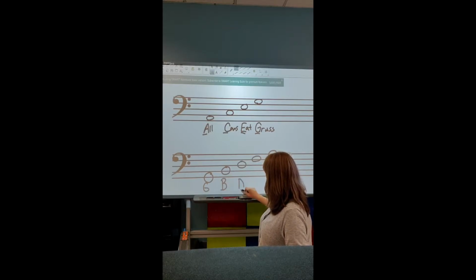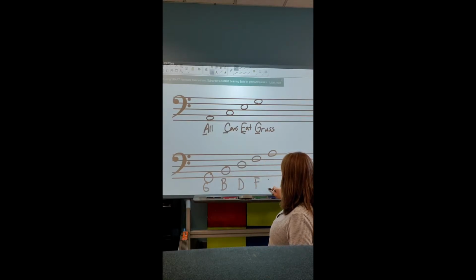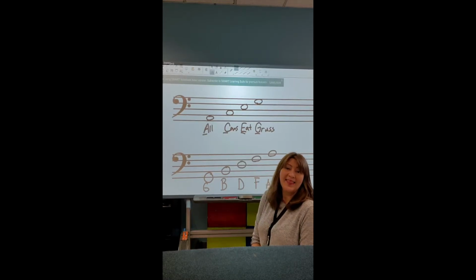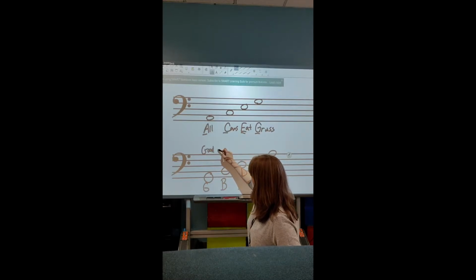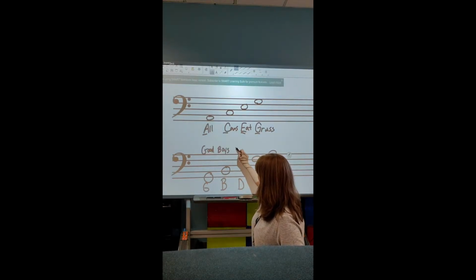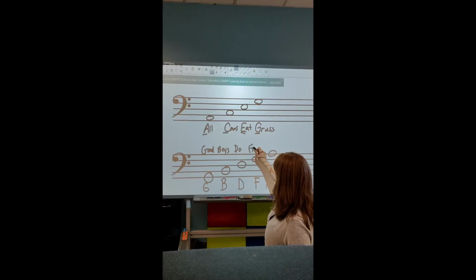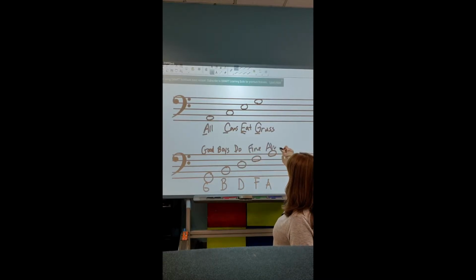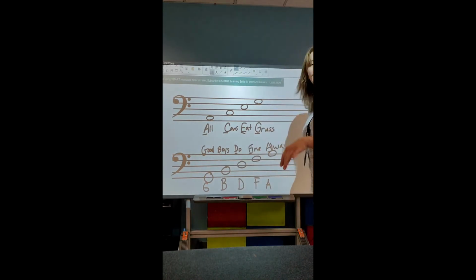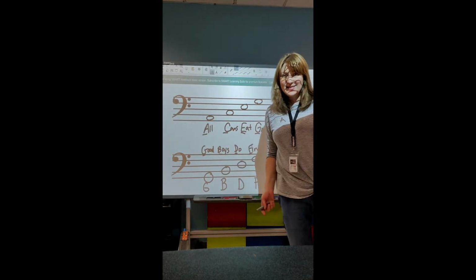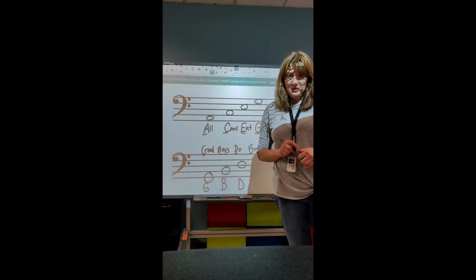And these letter names are G, B, D, F, and A. And the saying that I learned to remember these notes is, good boys do fine always. So we take the first letter: good, boys, do, fine, always. And you take the first letter of each of those words to name them from the bottom to the top. Pretty easy, right? So now let's test it out. Do the next activity with me.